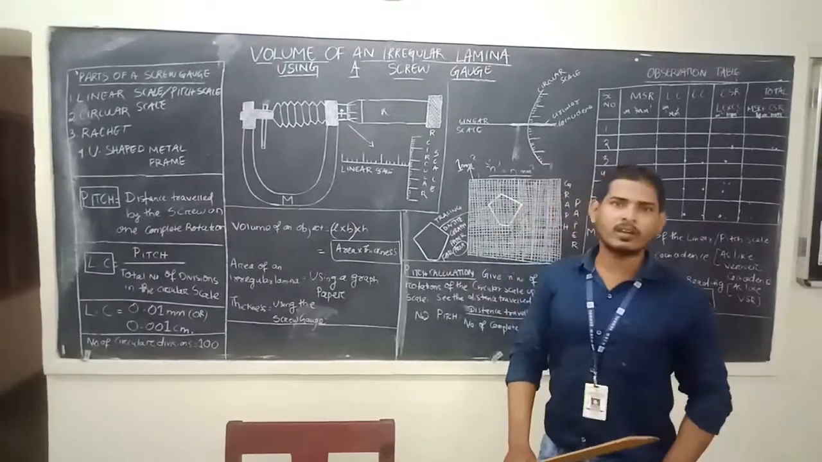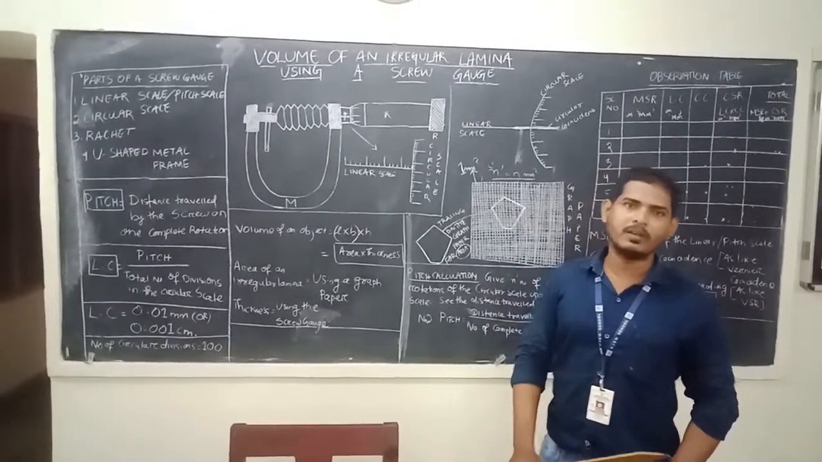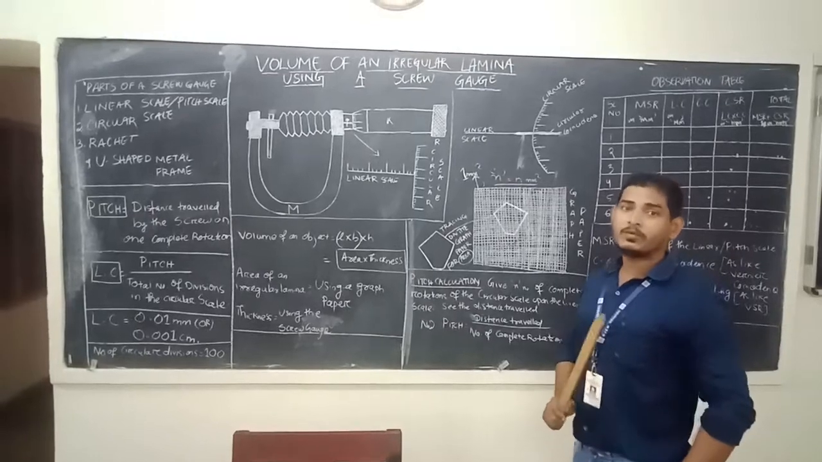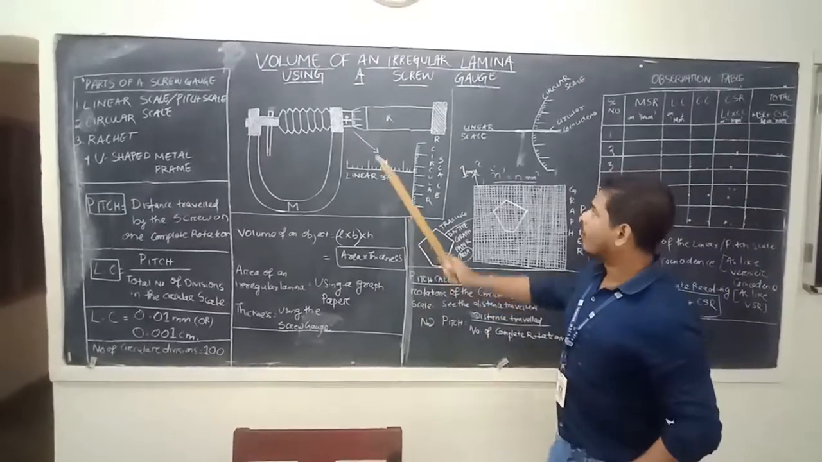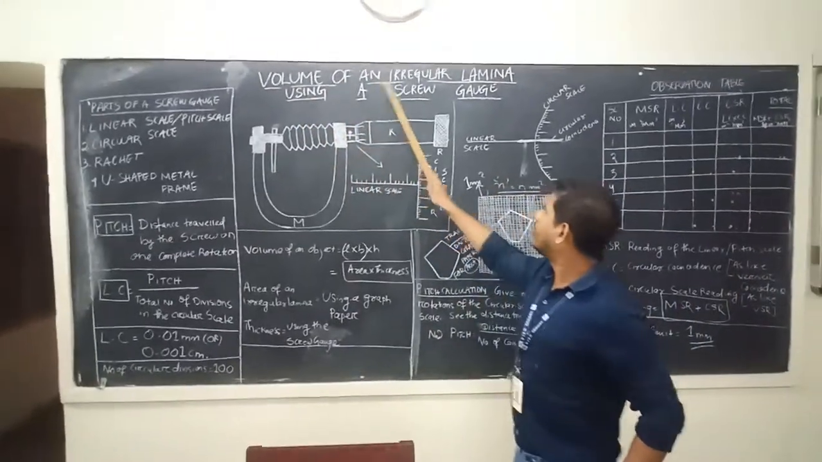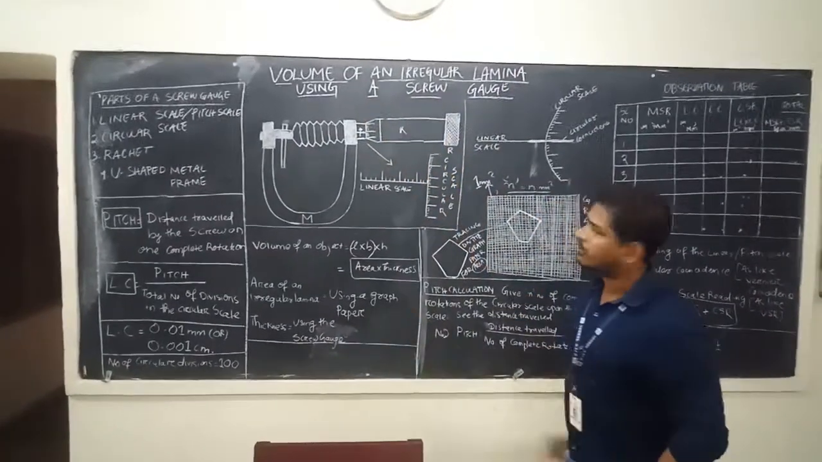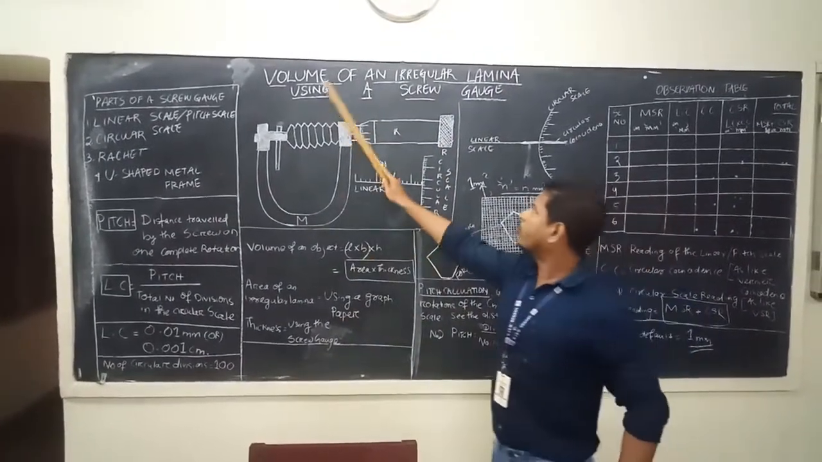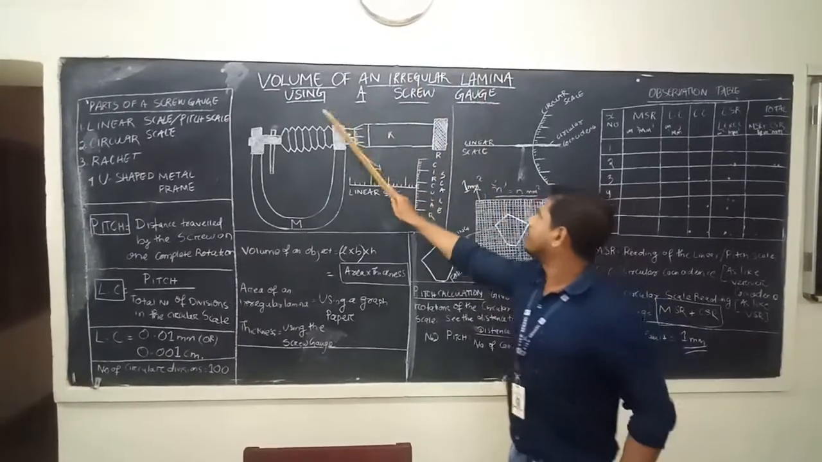Welcome to the second online class of your physics class 11 experiment. So first of all we should know what is the title of the experiment. The experiment title is how to find out the volume of an irregular lamina using a screw gauge. Again I am repeating, volume of an irregular lamina using a screw gauge.